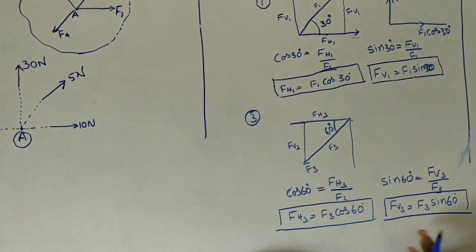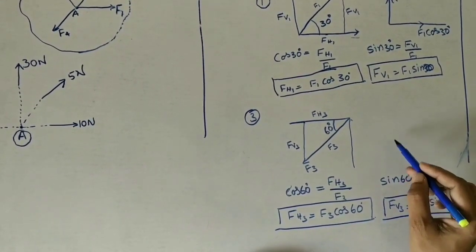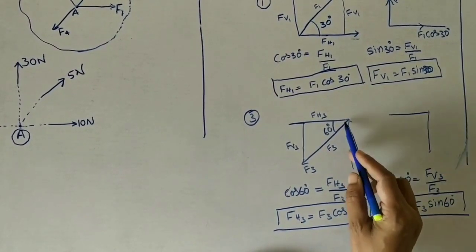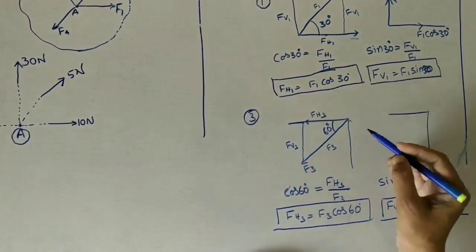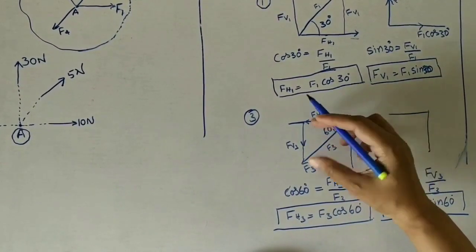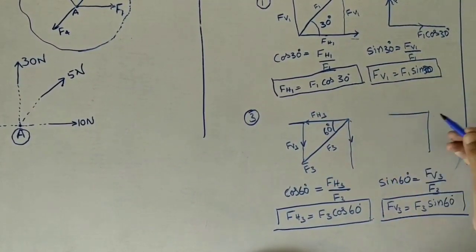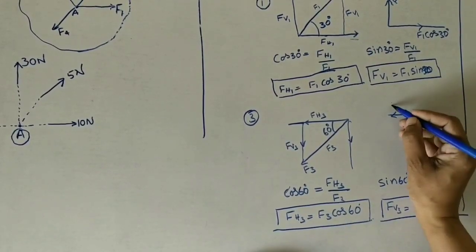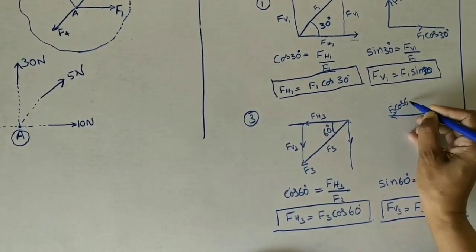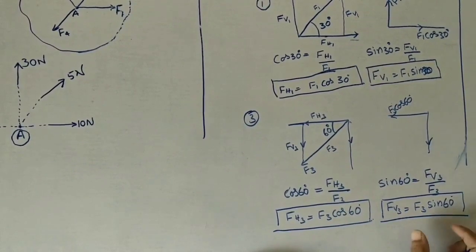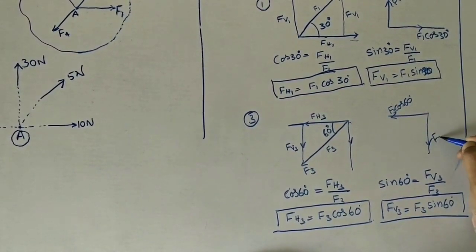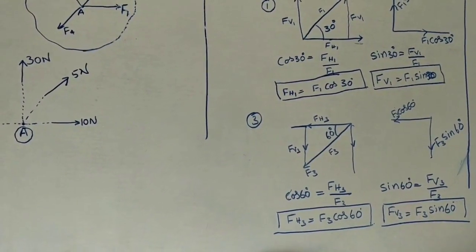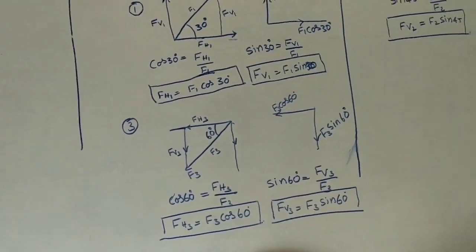We got two components, so we take the resolution of forces diagram. This diagram is like this. The horizontal component is in this direction, and the vertical component is downward. FH3 means F3 cos 60, and the downward vertical component is F3 sin 60. So this is the third coordinate, and now I am taking the fourth one.